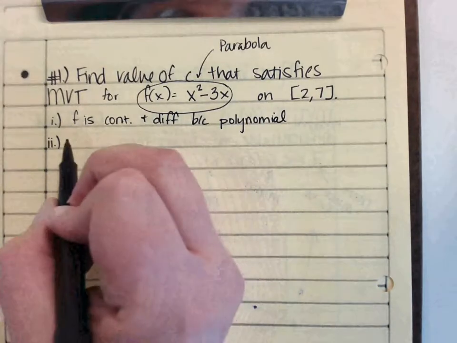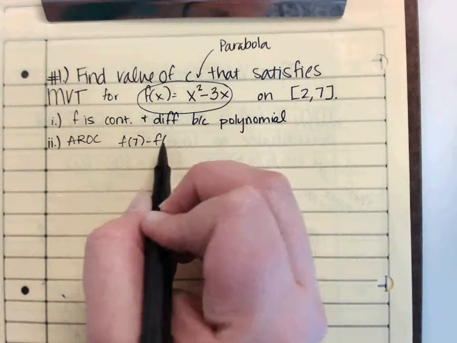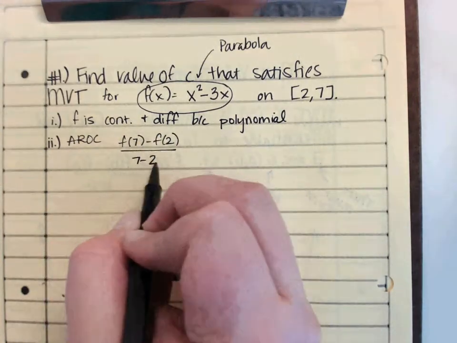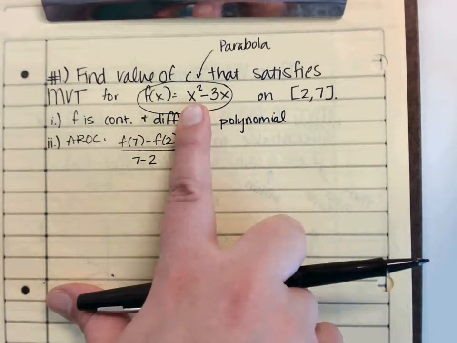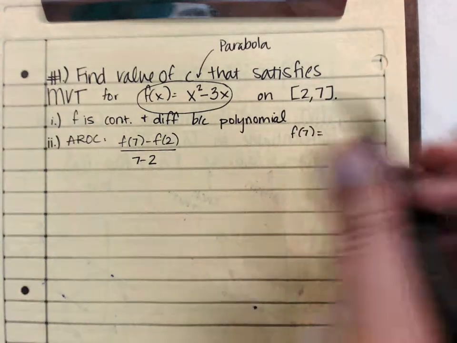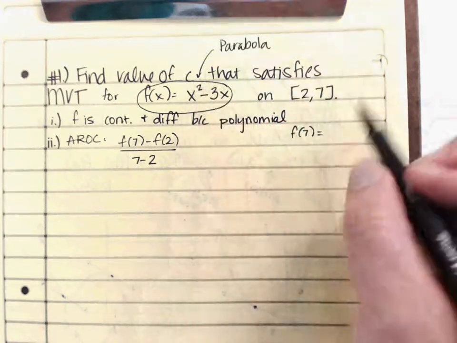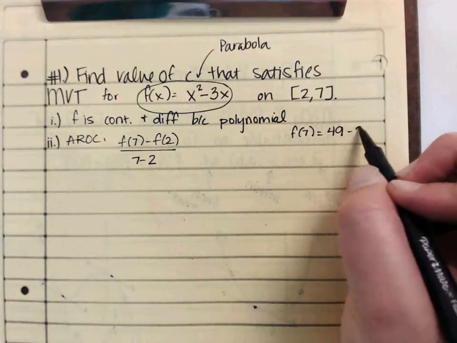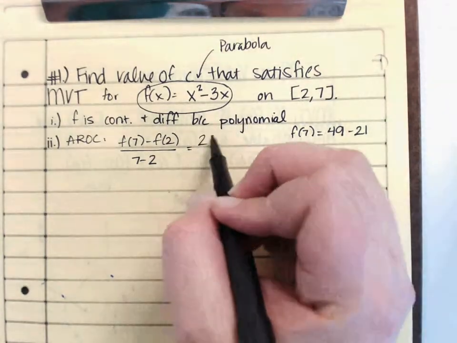So the average rate of change is going to be f of 7 minus f of 2 over 7 minus 2. Which we already learned how to do the other day, right? So let's find f of 7 first, plugging in right here. Okay, what would f of 7 be? What would I have here? 49 minus 21. 21, what's that? 28. Okay, minus.